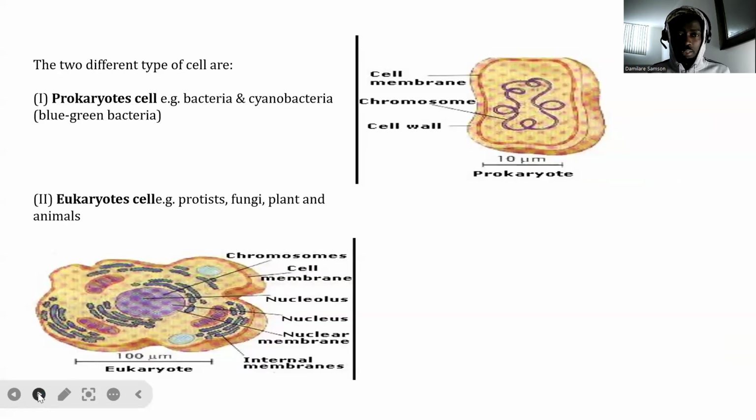So the two different types of cells are the prokaryotic cell and the eukaryotic cell. Now, anytime you see the prefix pro, it means false. Anytime you see the prefix eu, it means true. So in prokaryotic, karyotic means nucleus. So it's more like saying a false nucleus cell and a true nucleus cell. Now, a false nucleus cell can be seen in bacteria and cyanobacteria, under, what's it called, plant diversity.